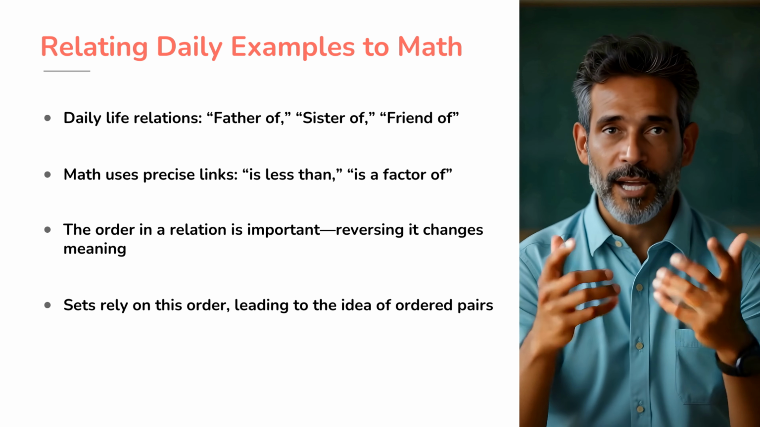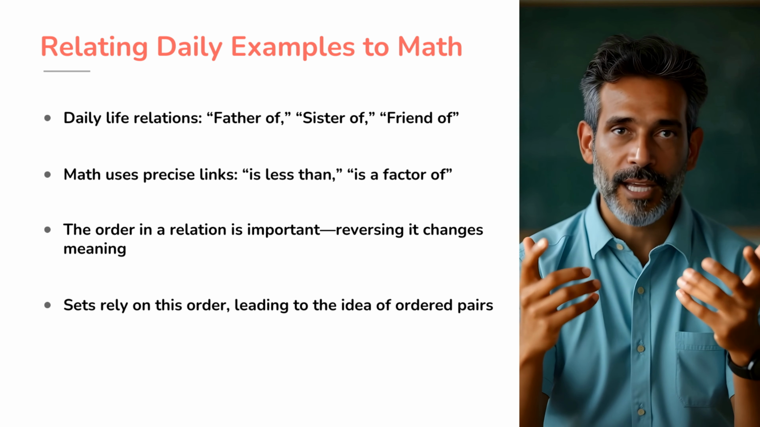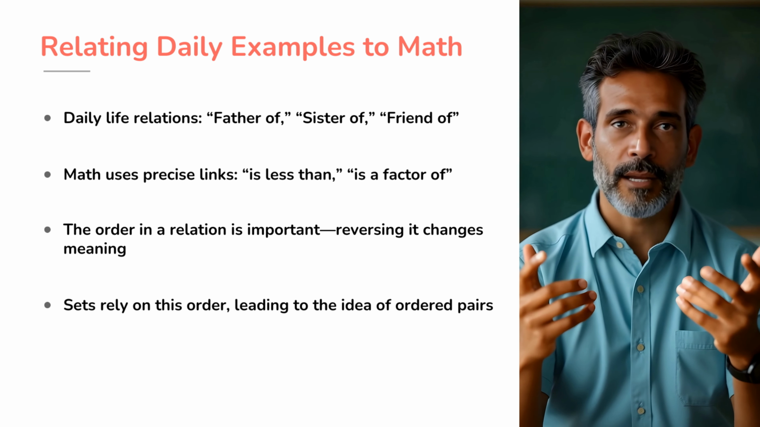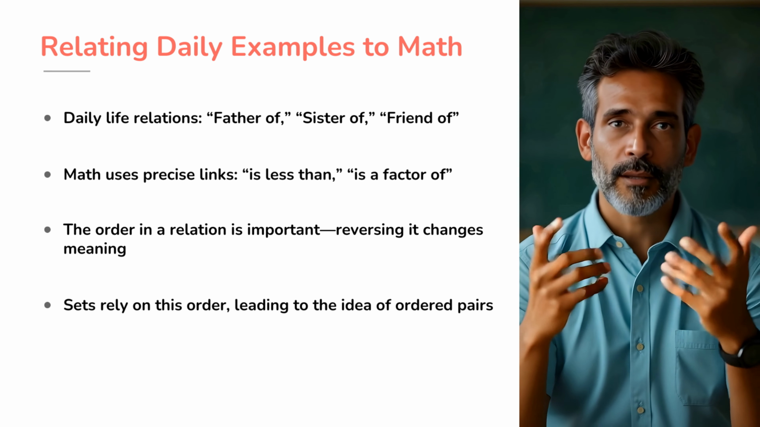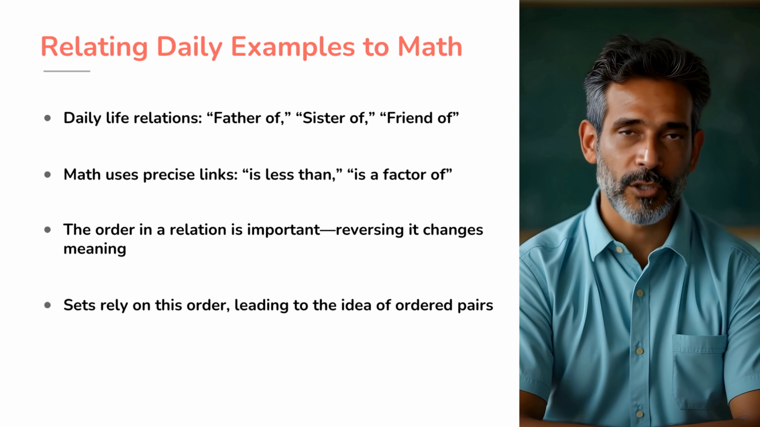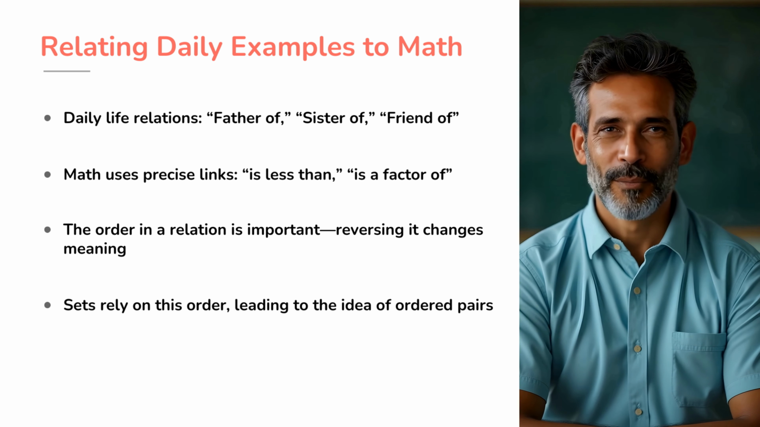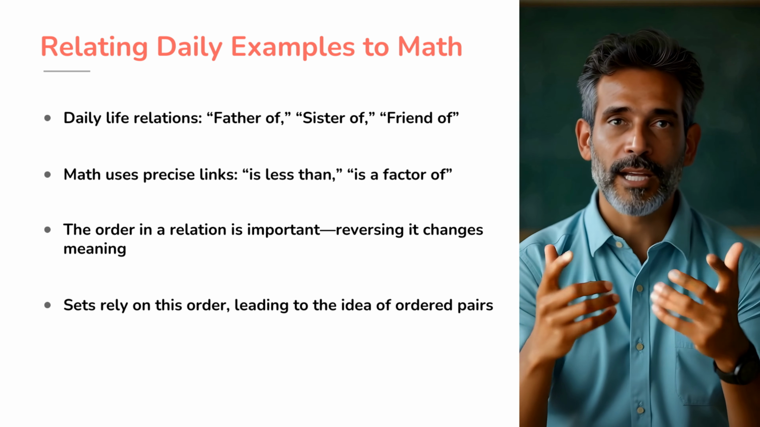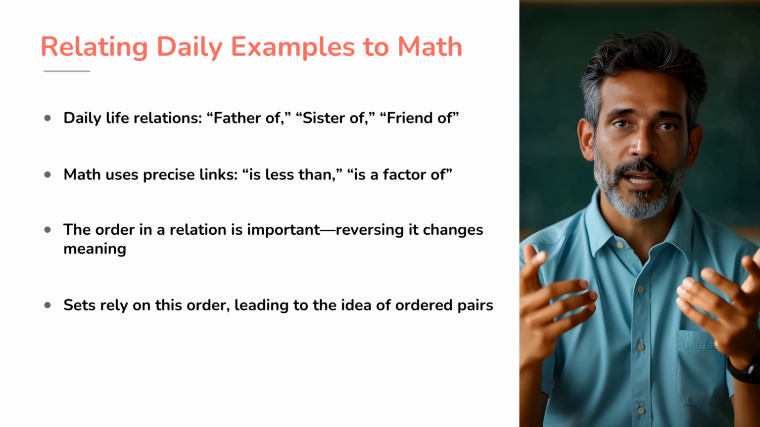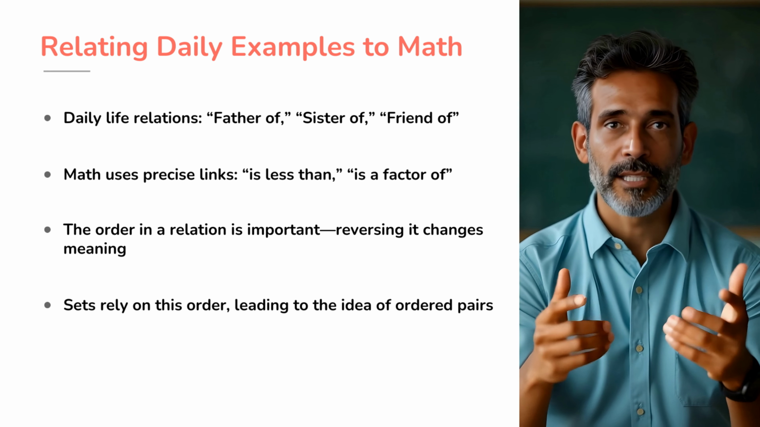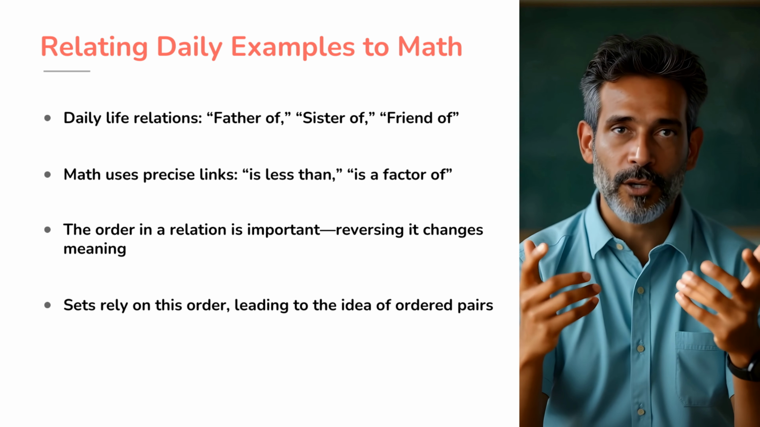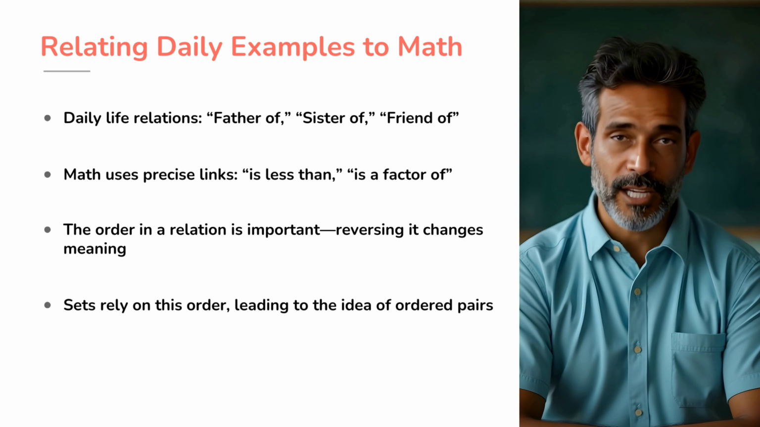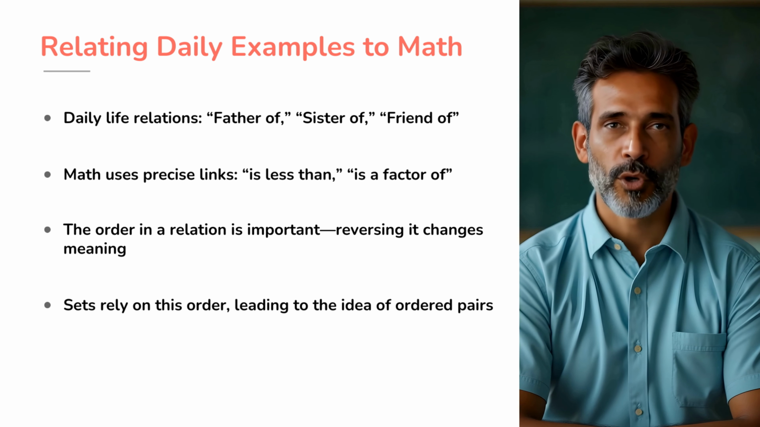Let's take a step back and look at this idea side by side with examples from everyday life. In your daily life, relations are everywhere. Think about phrases like father of, sister of, or friend of. These words describe how people are connected to each other. In mathematics, we do something very similar, but our language is even more precise. Here, relations can be statements like is less than, is equal to, or is a factor of. The main point is simple but powerful. A relation connects pairs of objects in a specific order.